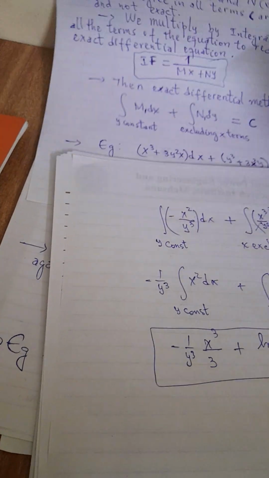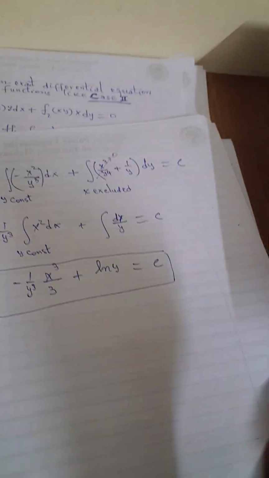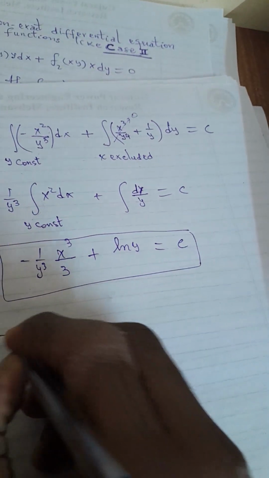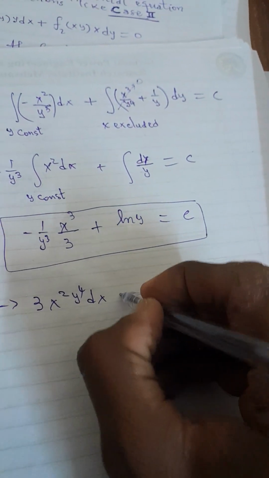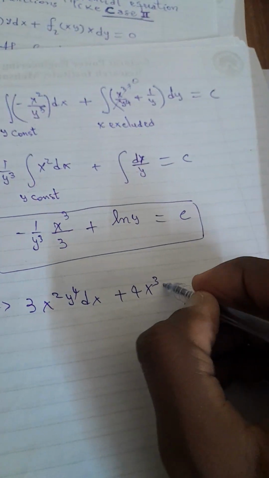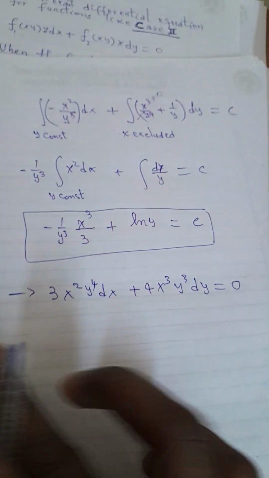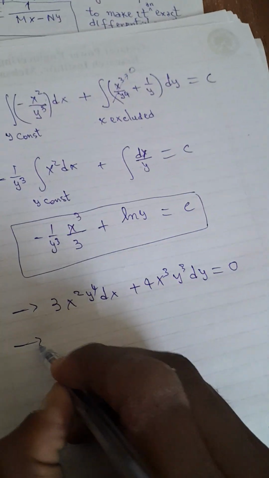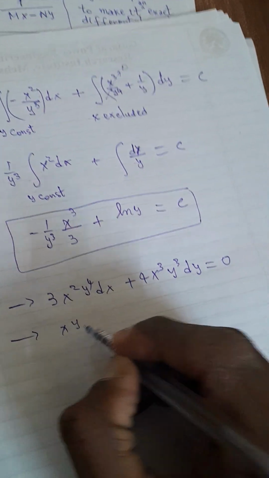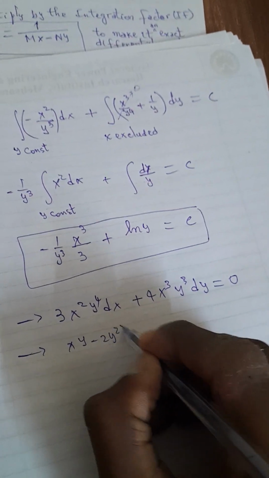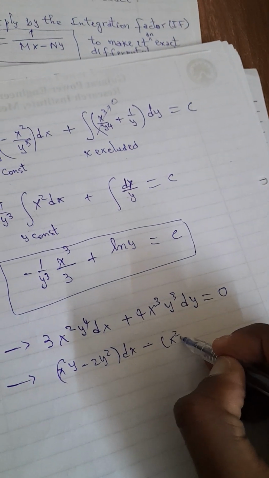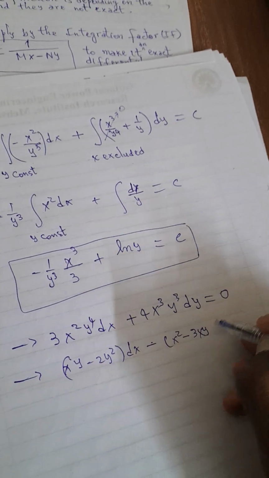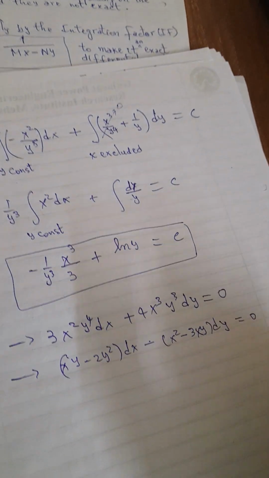So I have some other exercises that I preserved here for you to solve, just in case you feel like you want to solve more. For this one: y to the power 4 dx plus 4x cubed y cubed dy equal to 0. You can try this one, or you can try this one also. There are infinite exercises that you can try. Dx minus x squared minus 3xy dy equal to 0.